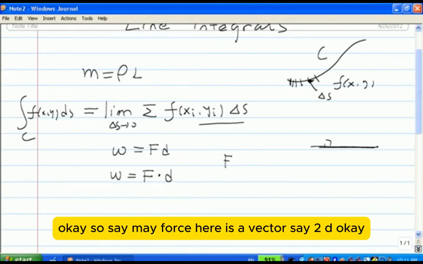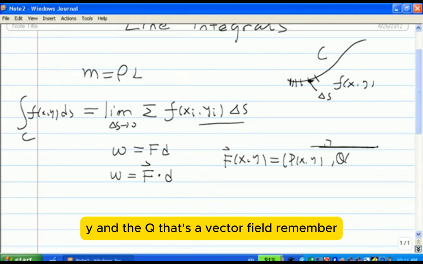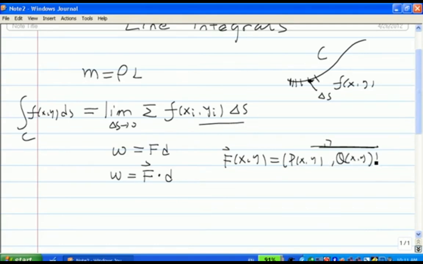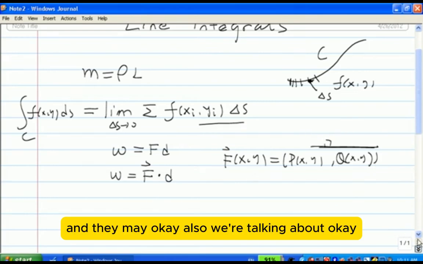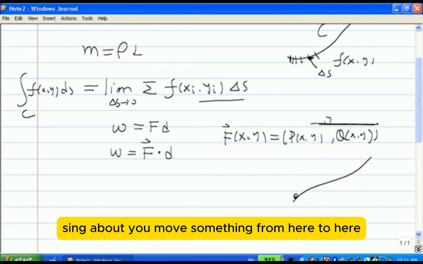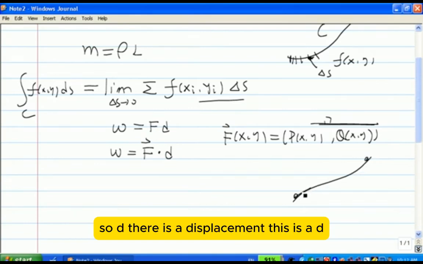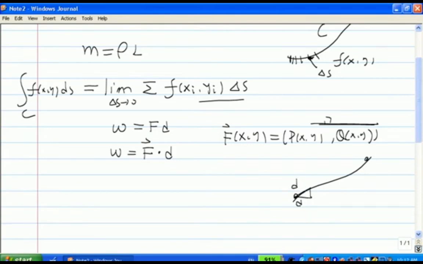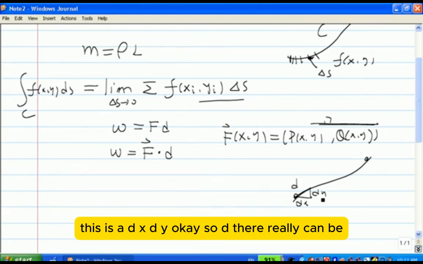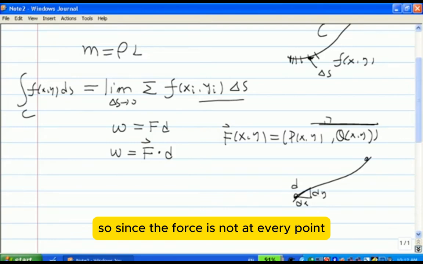Say my force here is a vector, say 2D, could be three-dimensional, same thing. Say (P(x, y), Q(x, y)). That's a vector field, remember? Think about you move something from here to here. The work has been done along that curve. The displacement D locally can be written as (dx, dy). It's two components.